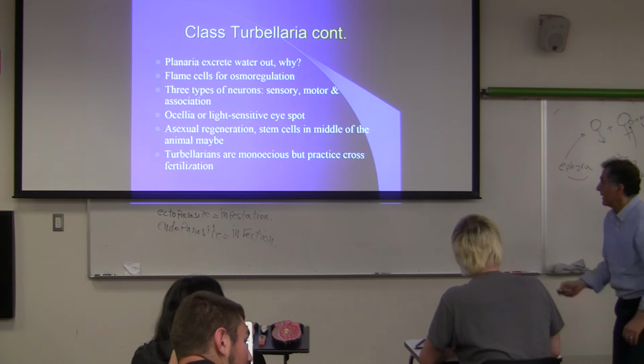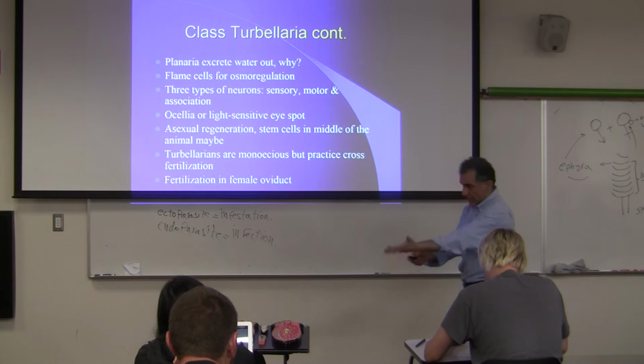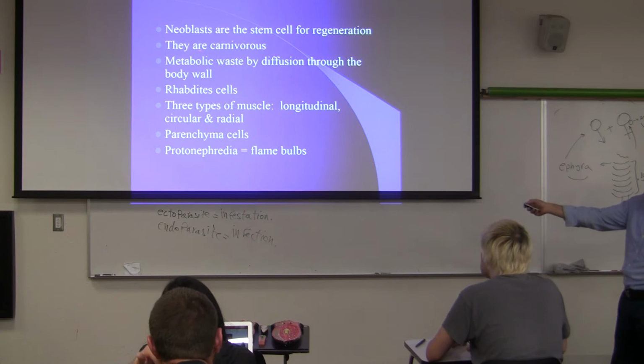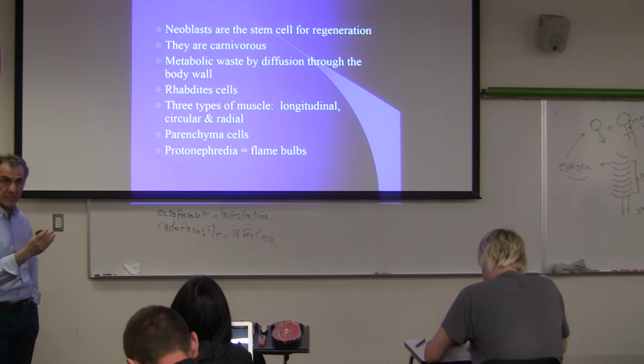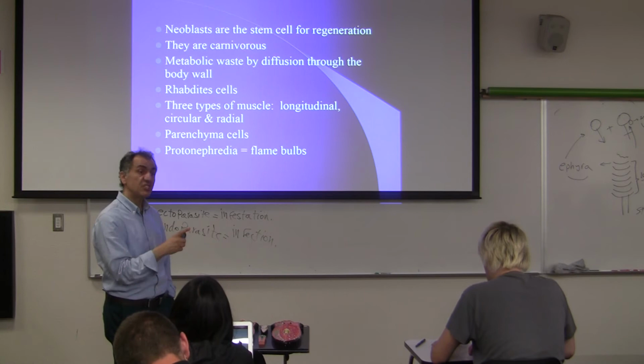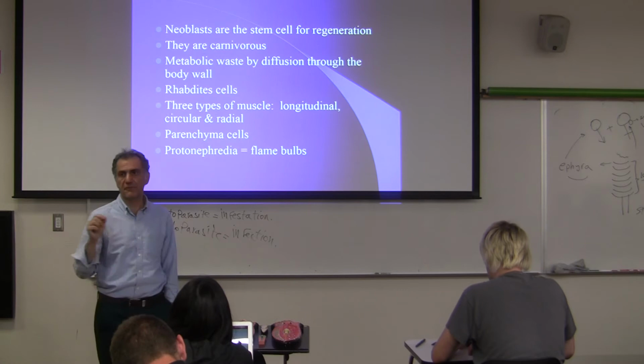fertilization in the female oviduct. Okay, we have the model here, and we can talk about that. Ah, here we go. I gave you the term. Neoblasts are the stem cells that, when you cut the animal in half, will regenerate, they grow, they multiply, they go through mitosis, and then some of them differentiate to gastrodermis cells, some of them differentiate to flame cells, and so on and so forth. So stem cells are regeneration.